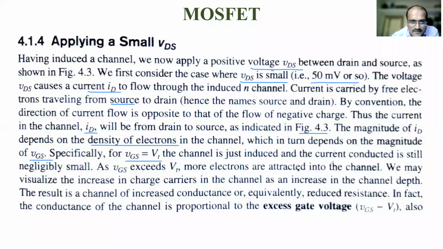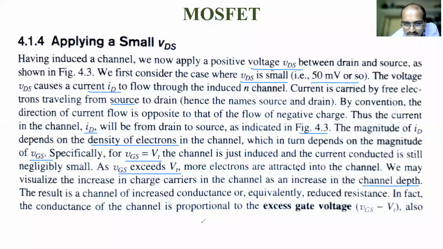But at that point the current conducted is still negligibly small. So as VGS exceeds VT, more electrons are attracted into the channel, and we may visualize the increase in charge carriers in the channel as an increase in the channel depth. This results in a channel of increased conductance, or equivalently reduced resistance.